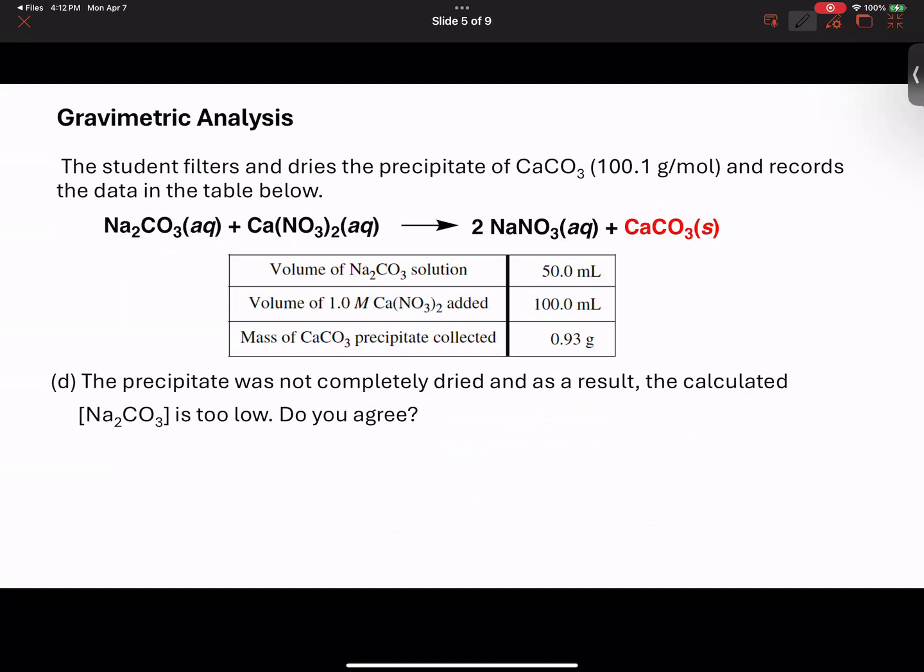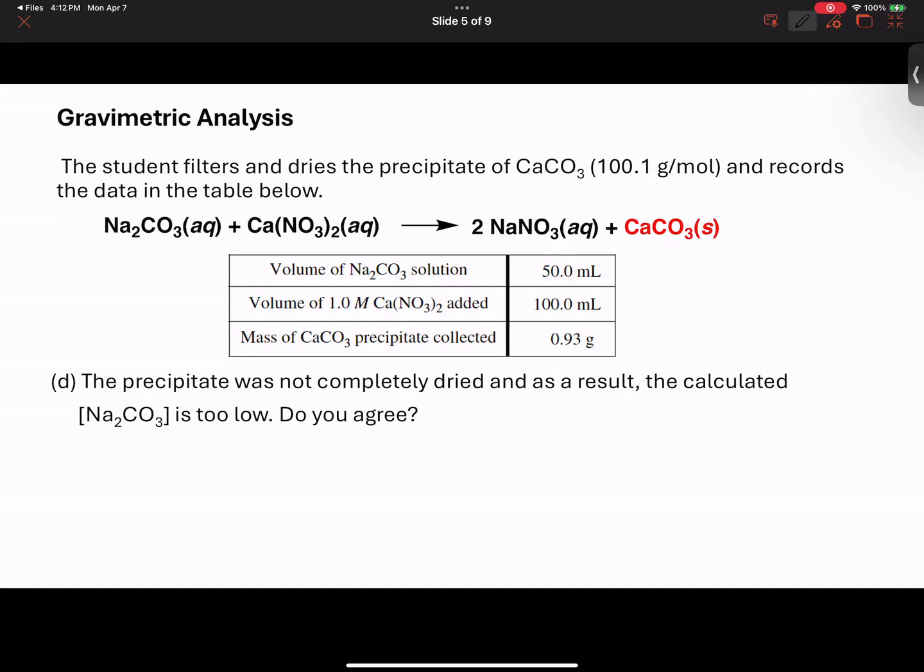Now let's move up to the next problem. The precipitate was not completely dried, and as a result, the calculated sodium carbonate concentration is too low. The student was analyzing it this way. Do you agree with this analysis? No, I don't agree. I don't think so.